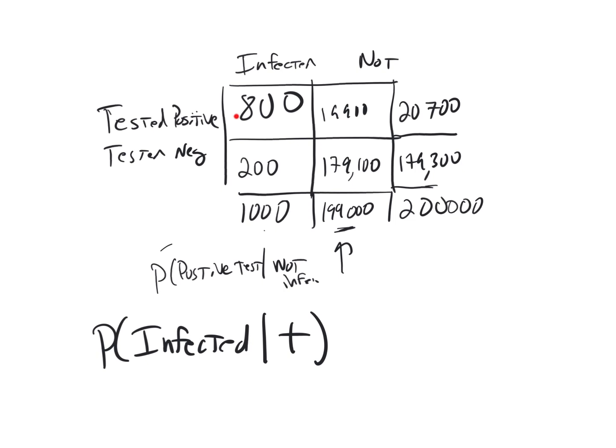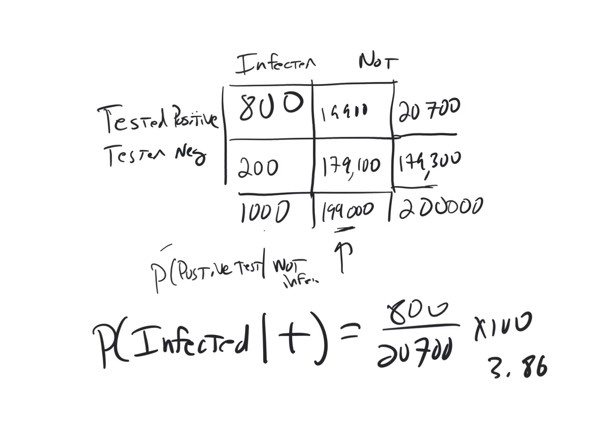So I'm seeing 800 people are positive, infected and tested positive, divided by the 800 divided by the 20,700. Well, if you punch that into a calculator and multiply it by 100, I got 3.864 and so on. Okay, so that checked with what my open math was saying. Does that make sense? How I set up the table and then I knew what to divide.